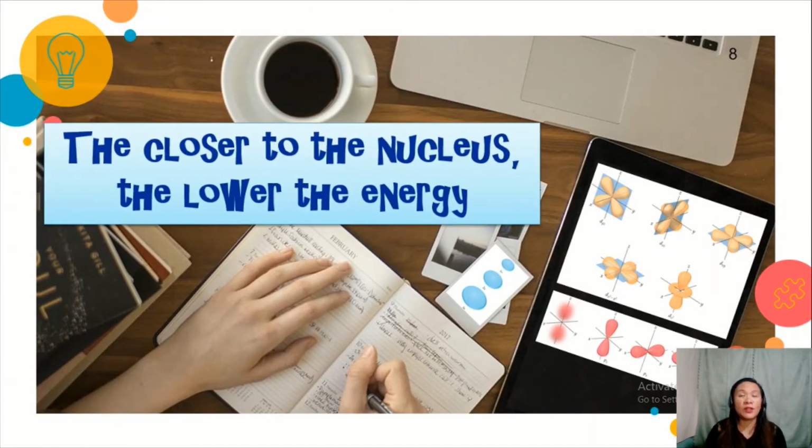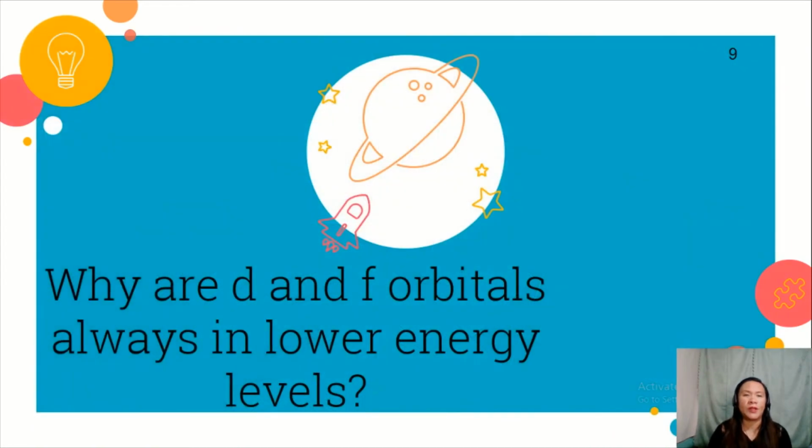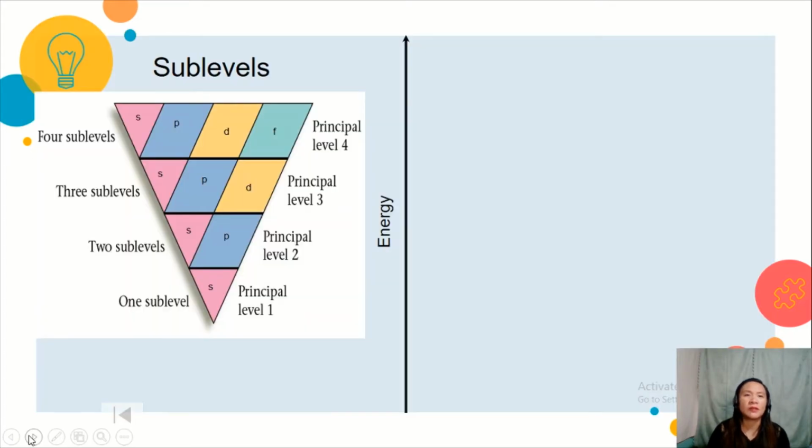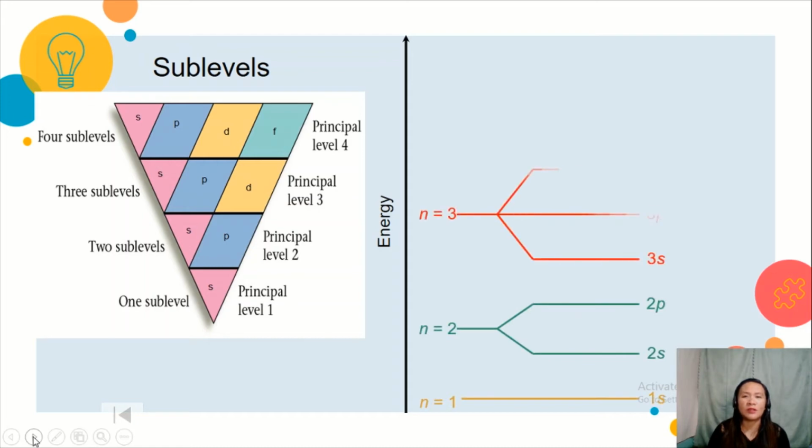Now take note that the closer to the nucleus, the lower the energy. And if you notice, in the electron configuration that we have been doing in our practice exercise, the d and f orbitals are always in the lower energy levels. So why is this happening for the d and f orbitals? Okay, let's take a look at this one.